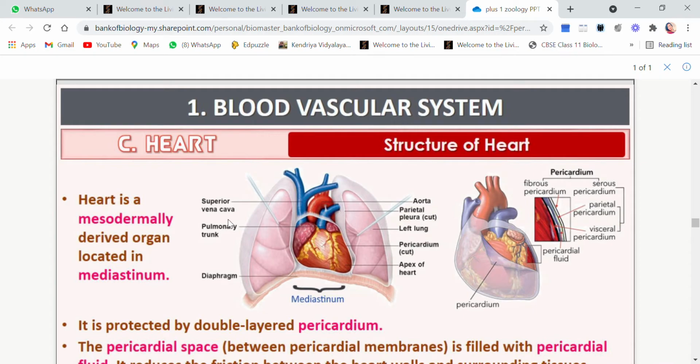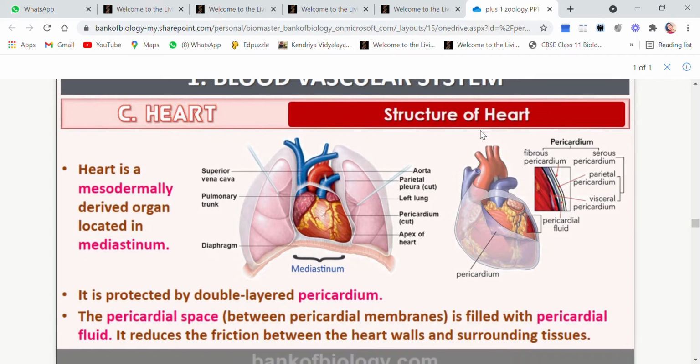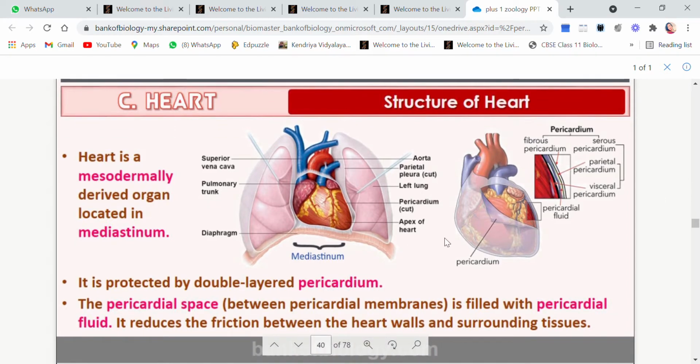Good morning. So let's begin with the next topic. Today we are going to study about the structure of heart. So children, heart is a mesodermally derived organ located in mediastinum.